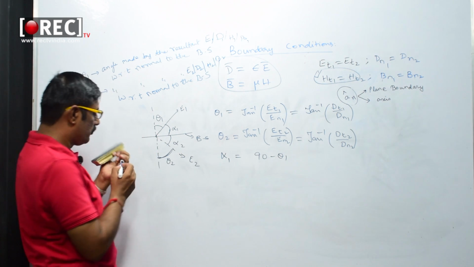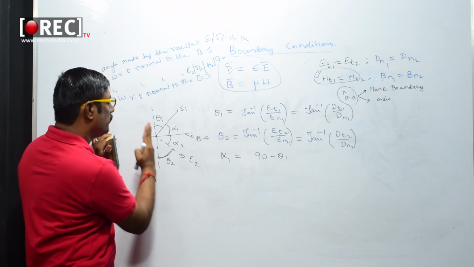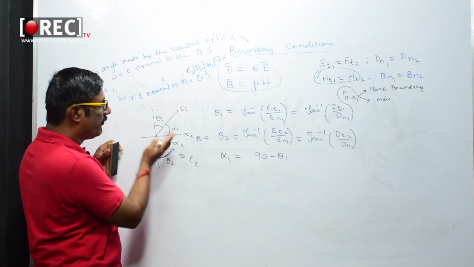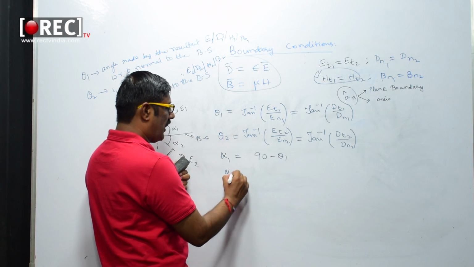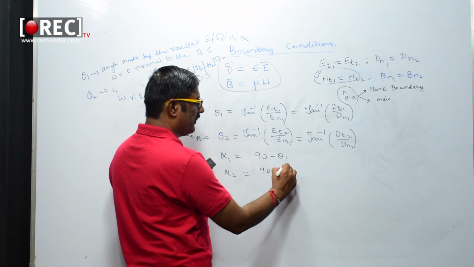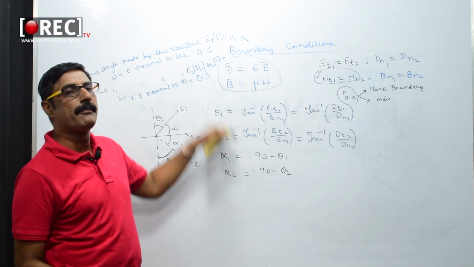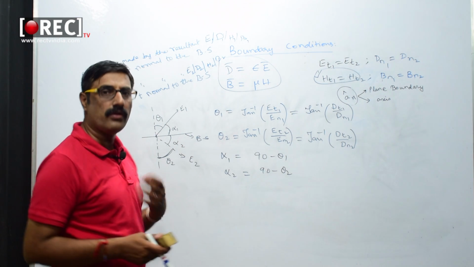So if you observe, what is theta 2? Theta 2 is the angle made by E2 with respect to the normal. And what is alpha 2? Alpha 2 is the angle made by E2 with respect to the boundary surface. So from this figure, alpha 2 I can easily write as 90 minus theta 2. Now let us apply these formulae to do one problem, and that will give you more exposure to this concept.